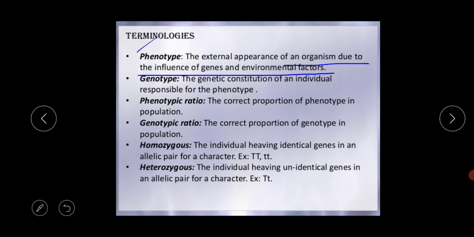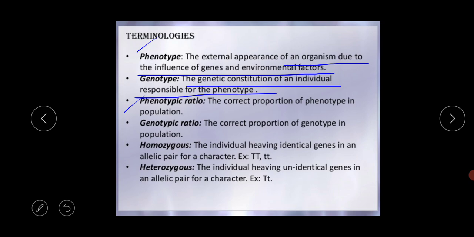This is our phenotype. Next is the genotype. The genotype means the genetic composition, the genetic constitution of an individual responsible for the phenotype. Like my skin color, for which one gene is responsible. Like my eye color, for which one gene is responsible. So it is the genetic constitution of an individual which is responsible for the phenotype.